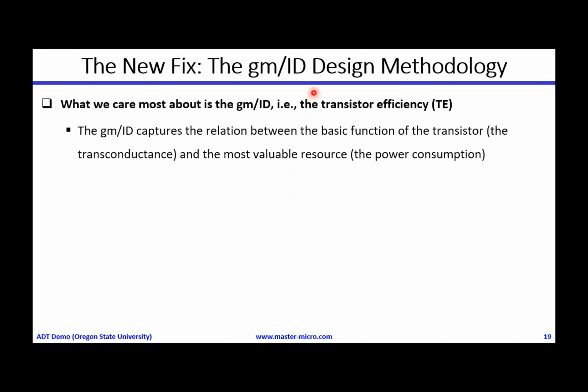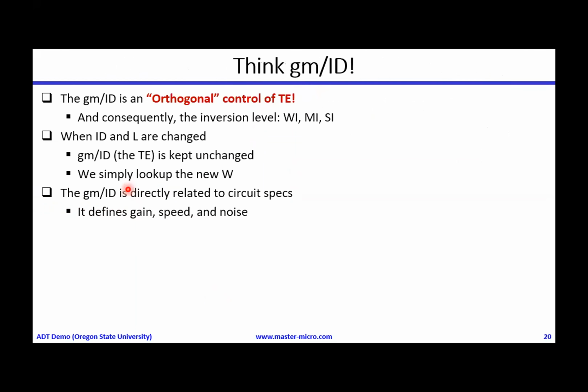The gm/ID methodology means that, as we said, what we care most about is this ratio, gm/ID. So what I need to do is use this ratio as my design knob, as my design parameter. I replace W, I replace the overdrive voltage, by the gm/ID, and I think in terms of gm/ID.